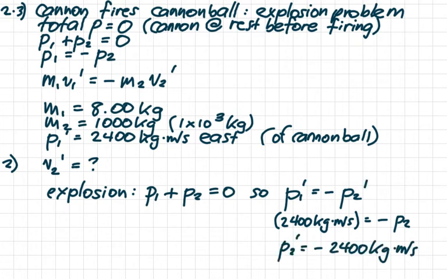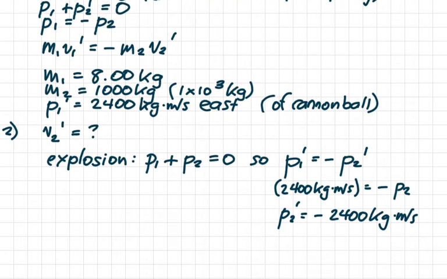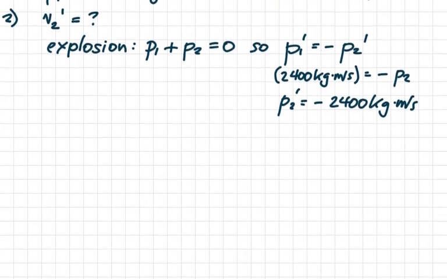I added in the primes because really we're talking about after the cannon fires, but before the cannon fires, nothing's happening. Everything's at rest. So that's just a bunch of zeros. But we're talking about after, so this is the prime we're considering. Now, the reason why I would want to know the momentum of the cannon after it fires is because I'm looking for the velocity of the cannon after it fires.